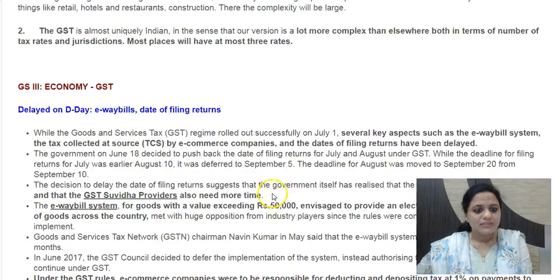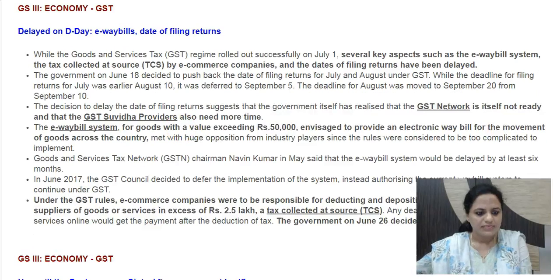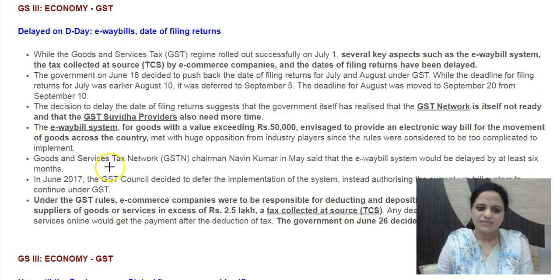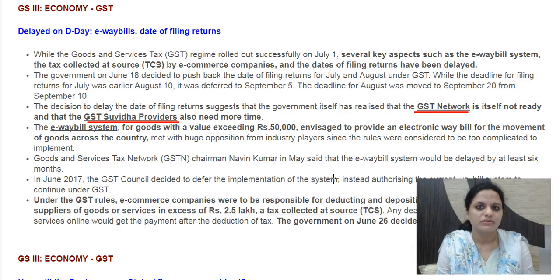There are some things which have been delayed too, specifically some of them mentioned here. All this we have discussed earlier, there is nothing new in this, but you should know about them. First of all, the GST network is not ready. It has not been tested completely yet. GST Suvidha providers, who are to assist in GST network connectivity with the general population, are also still not ready. Their syncing, and checking how they function with the GST network, has not been done yet.